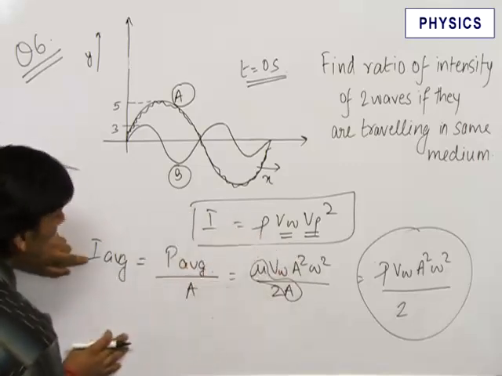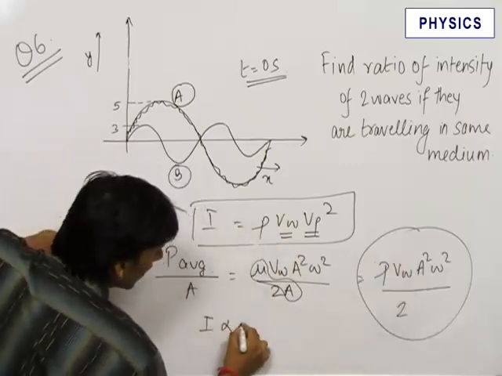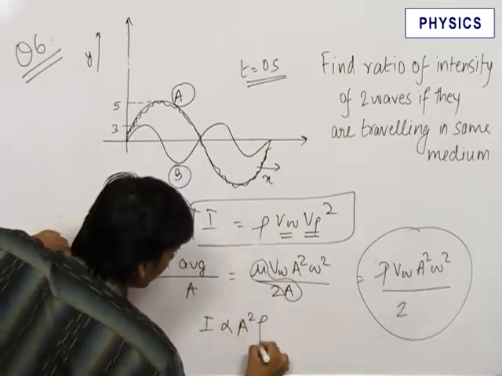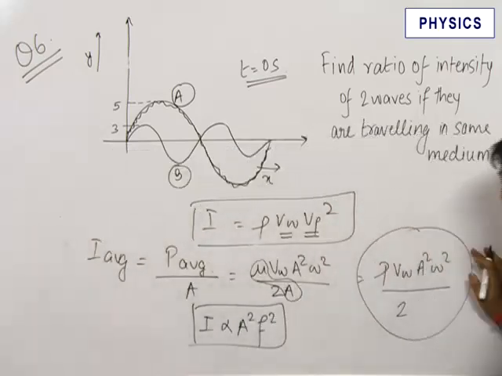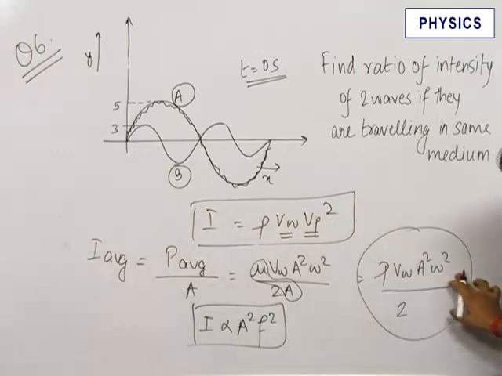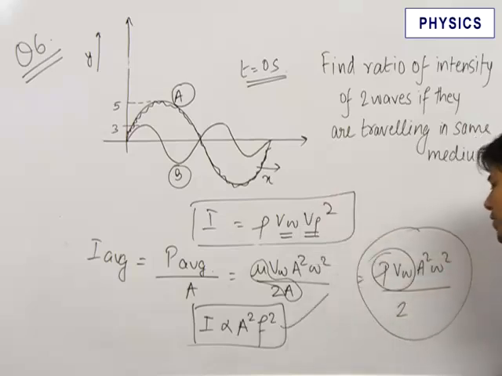Now we see that the intensity average is directly proportional to A square F square, because omega is equal to 2 pi f. Therefore we get a term of A square F square. Now rho and VW are dependent on the medium, which will be same for both of them. Therefore it is proportional to A square F square.